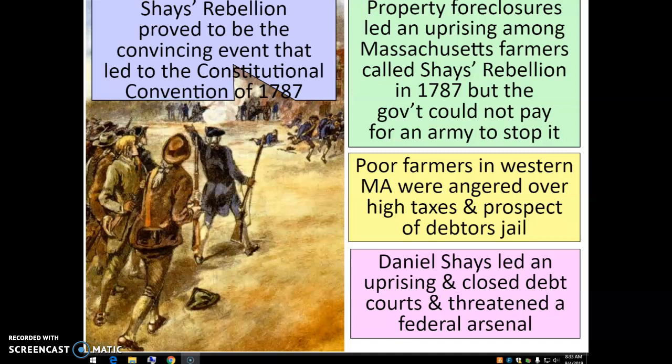So really, the lasting legacy of Shays' Rebellion is that it convinces people that we need a new system of government, and that's where we're going to get to the Constitutional Convention of 1787.